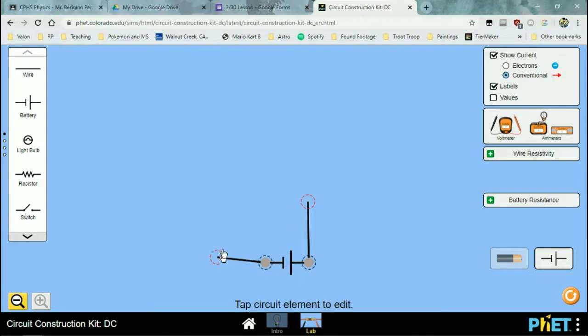Connect that to that. And then there's a thing for light bulb here, but I'm actually not going to use that. Instead, I'm just going to use this thing here. It says resistor. So a resistor is basically, don't worry about that.